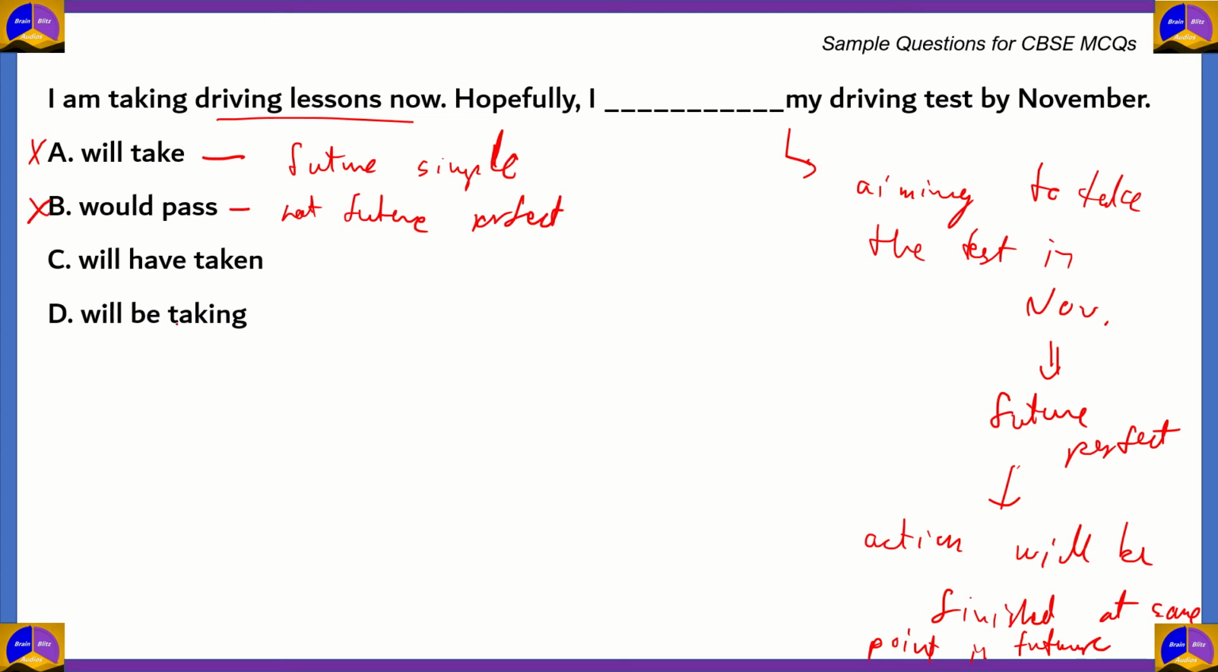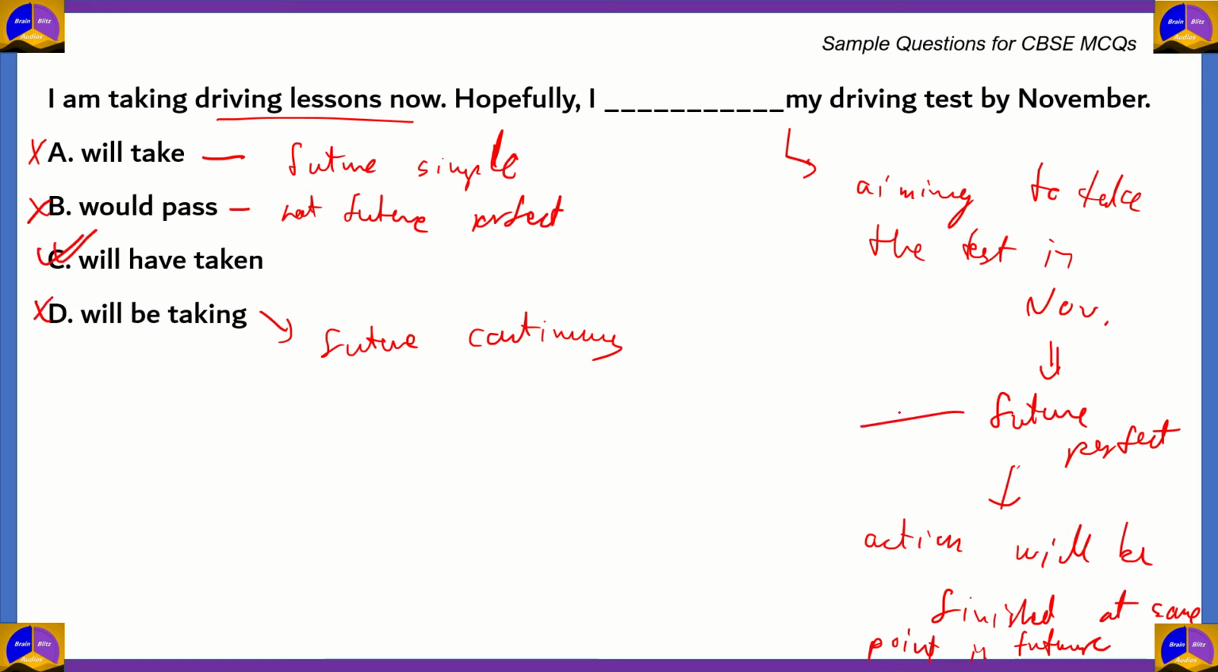Now, what about option D? Will be taking. The phrase will be taking, that's will plus be plus the verb form in ing, is future continuous. So that means it'll be continuing in the future. Something that's starting now will be continuing in the future, which is not what the author intended. So the correct option here would be option C, will have taken.